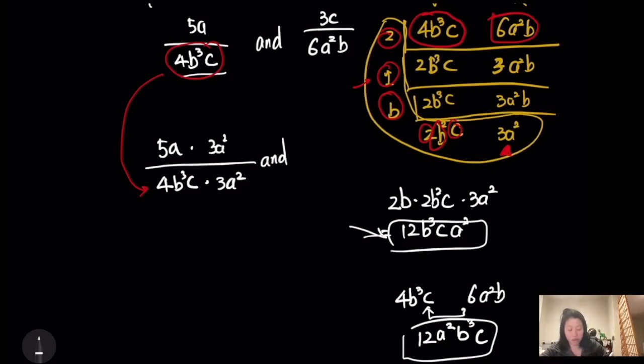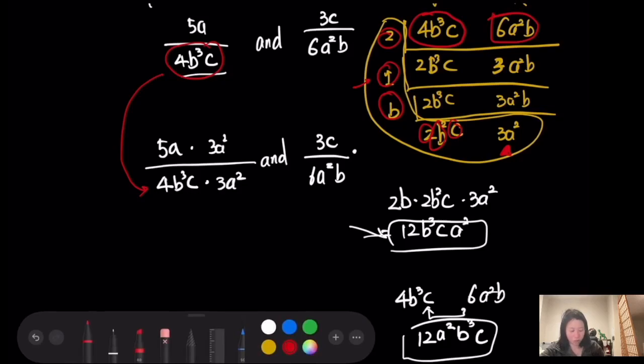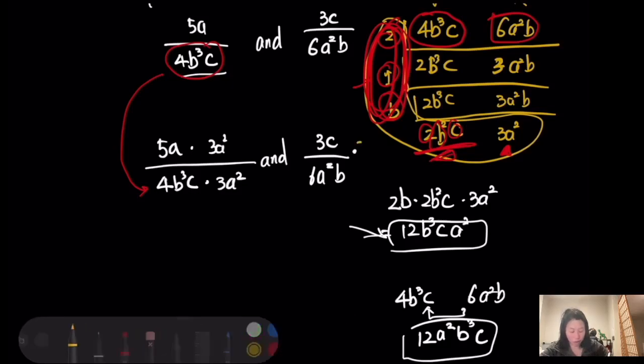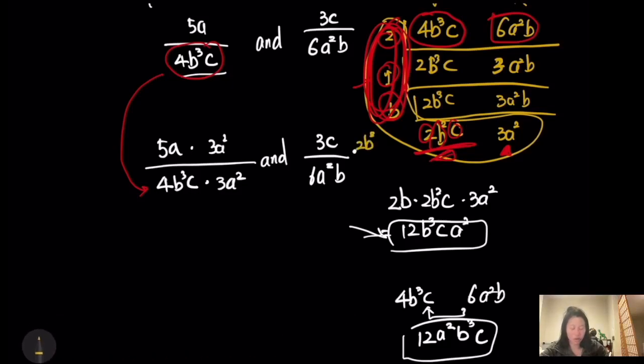Okay, for the second fraction, we do the same thing. For the second fraction, we have 6a squared b, 3c. So what are they missing? For the second fraction, you have this element that they have in common, right? And the unique element the first fraction has is 2bc squared. So that means I need to multiply by 2b squared c on the top and bottom to attain the common denominator.